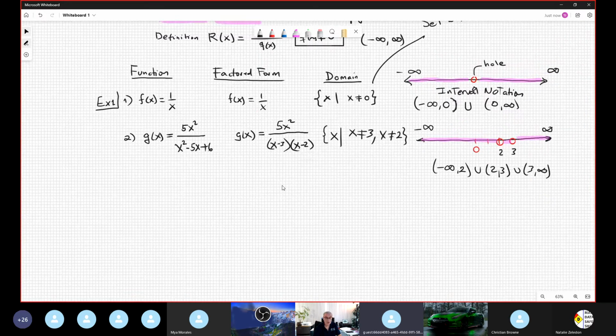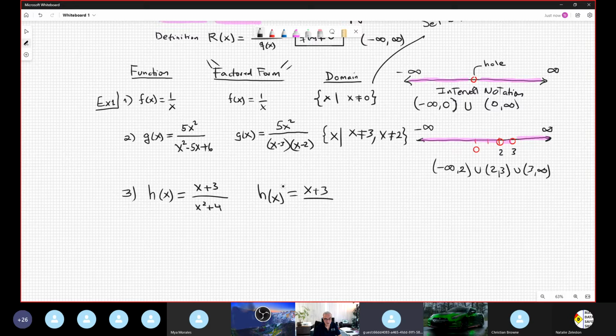Okay. Now number 3. Number 3 is another rational function. The name is h. It is x plus 3 divided by x squared plus 4. This is given like that. However, I want to find the factored form of this example 3. On the top is just a binomial, leave it like that. But in the bottom, we identify an irreducible quadratic expression.